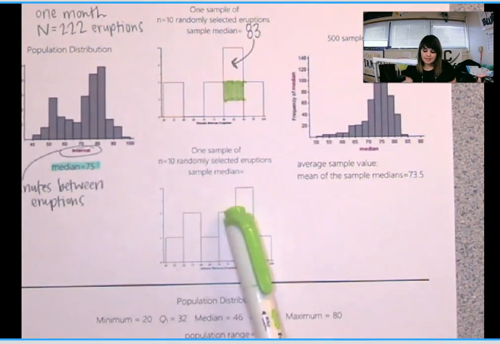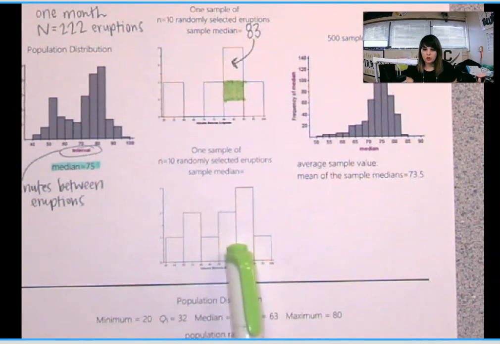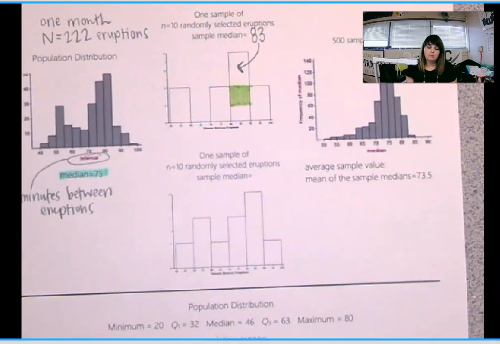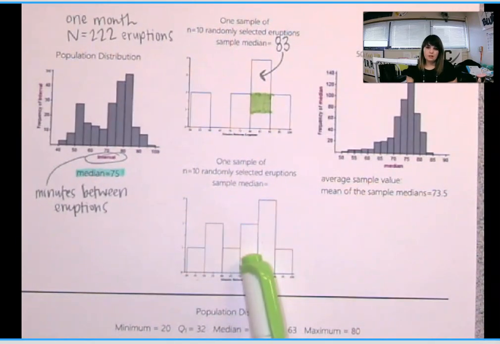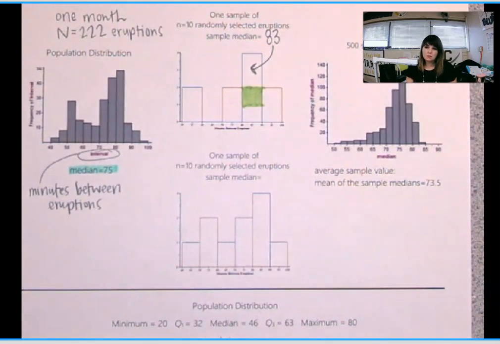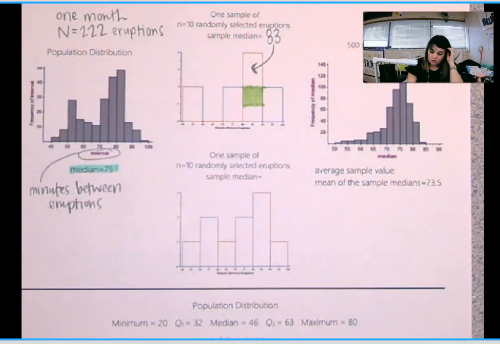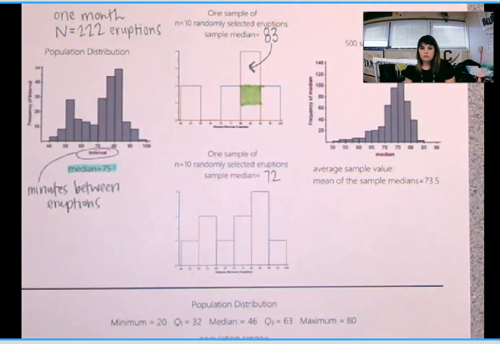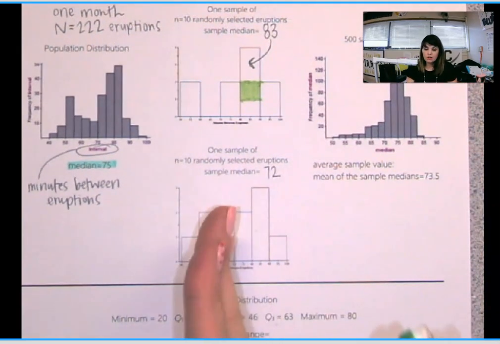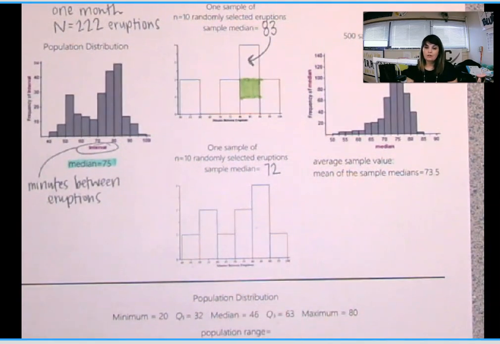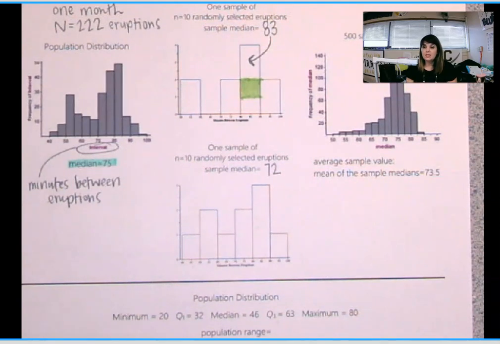Then I take a different sample of 10 eruptions. Notice the sample distribution looks different. They both look similar to the population, especially this one. But they're different from each other, and they're different from the population. That's because of sampling variability. Well, the sample median of this one is 72. The sample median, so the middle of this distribution, was an interval of 72 minutes. So the median is 72 minutes between each eruption.